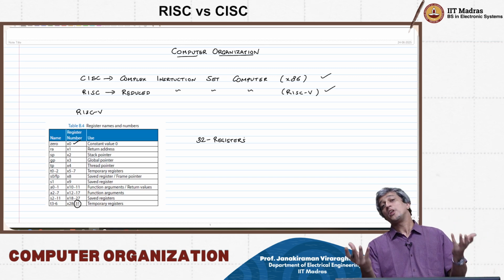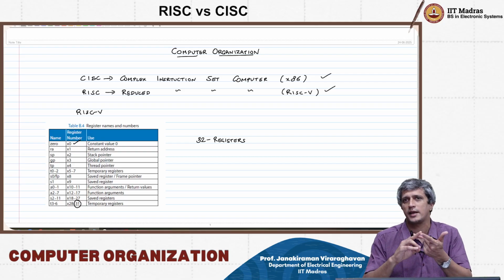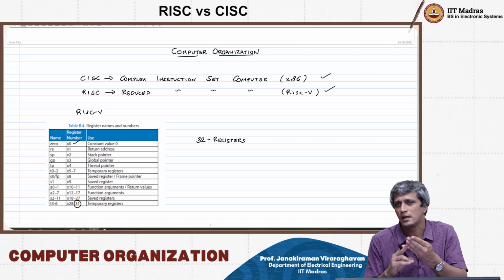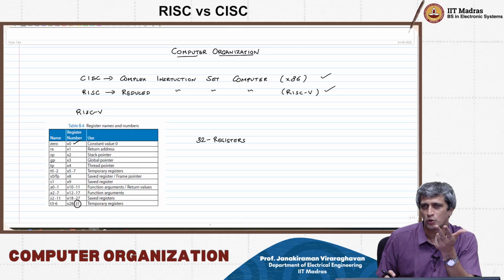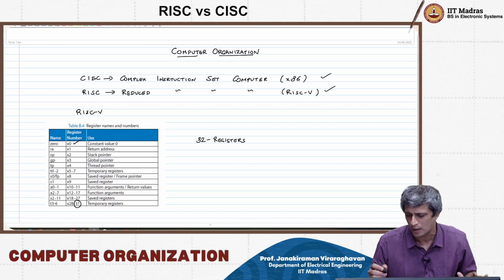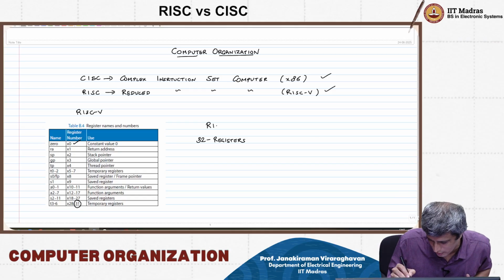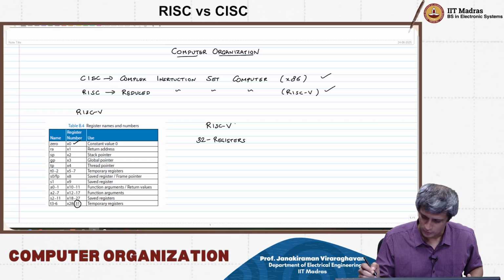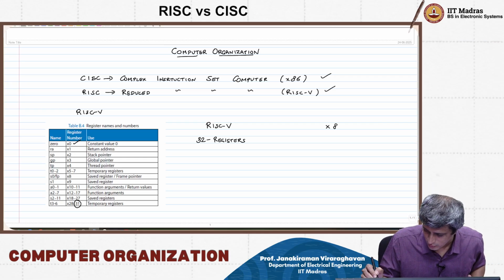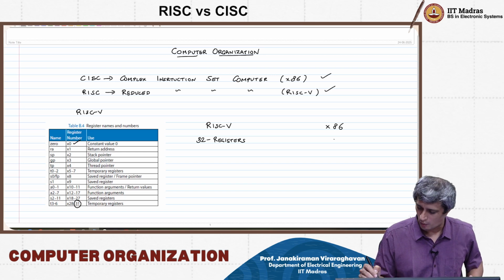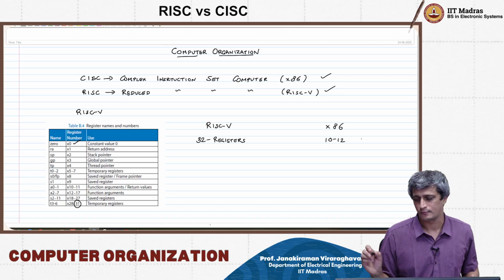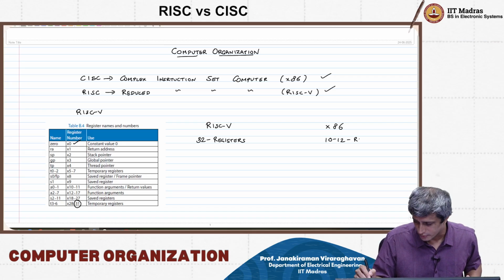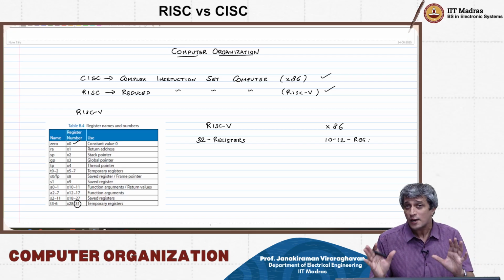Now, how many registers did we have in x86? It was just AX, BX, CX, DX. Then we had a stack pointer, a base pointer, and for the string instructions, a source index and destination index. So approximately, I'll put RISC-V here and x86 here, we have about 10 to 12 registers. So this itself is a very big difference.